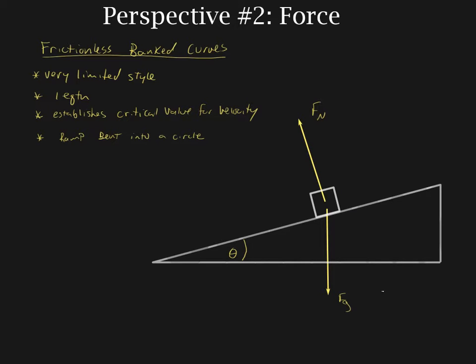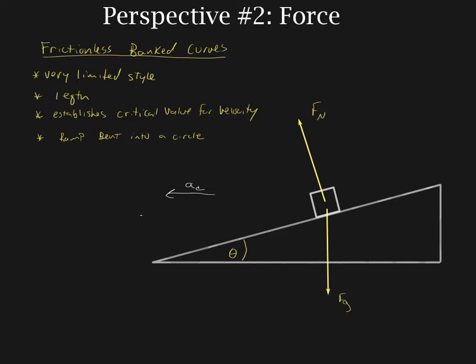Now, typically whenever we do ramp problems, we tend to find the components of gravity which are perpendicular and parallel to the ramp. But that's not going to be the case whenever we do frictionless bank curves. And that's because the acceleration for the circular motion is going to be pointing towards the center of the circle, and the circle is going to be parallel to the ground, not the ramp. And so a centripetal acceleration points parallel to the ground.